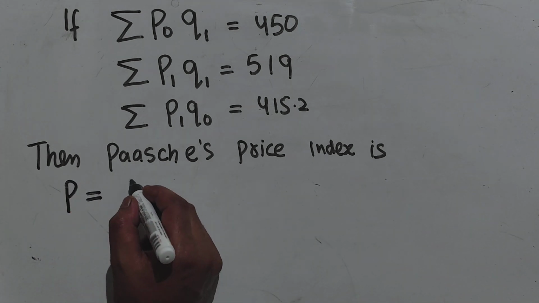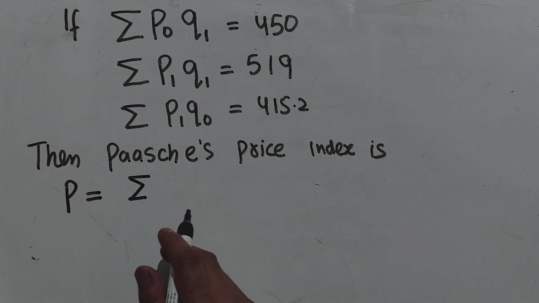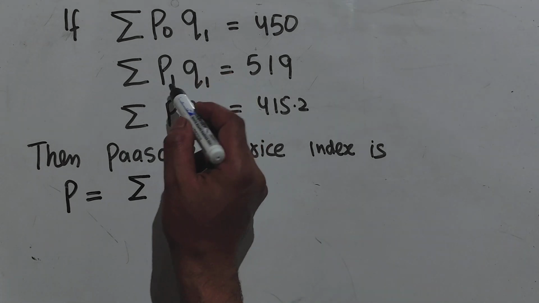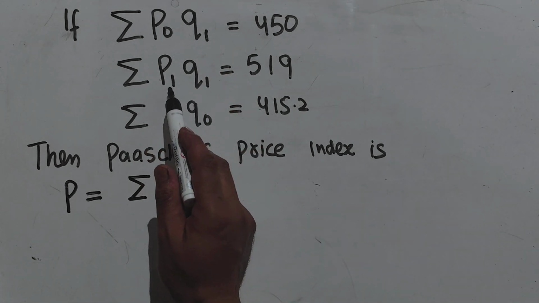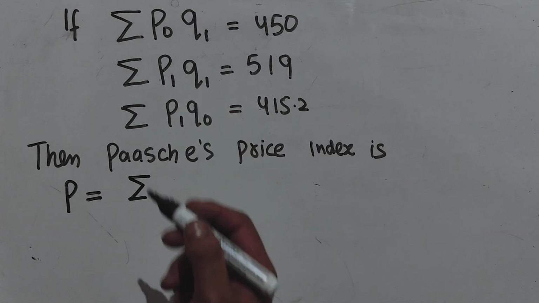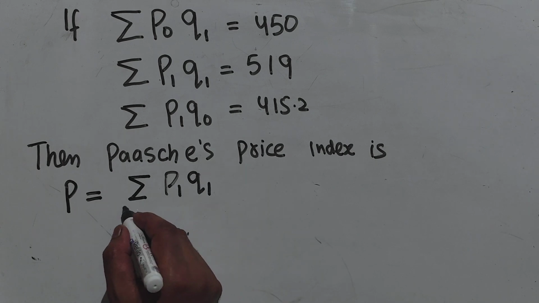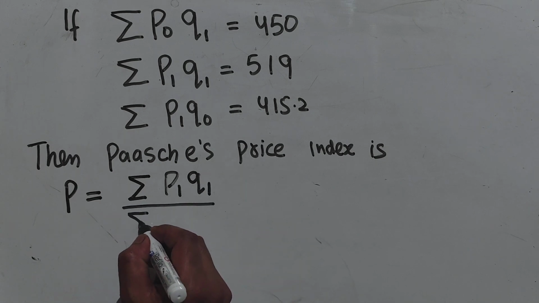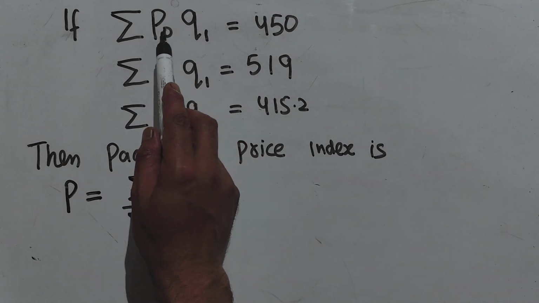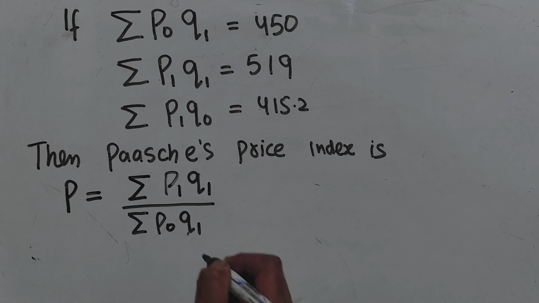It is simply equal to the summation of what we call the cost of baskets in the current period, that is P1 Q1, that is price in the current period, quantity in the current period. It is the summation of these baskets, which is P1 Q1 upon, relative to the cost in the base period. So base period is P0 Q1, that is P0 Q1.